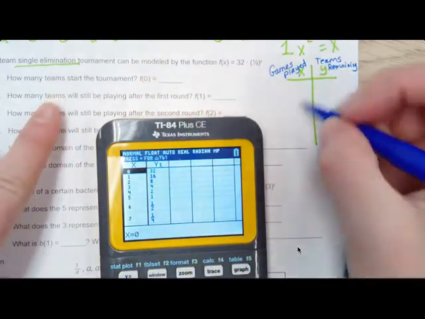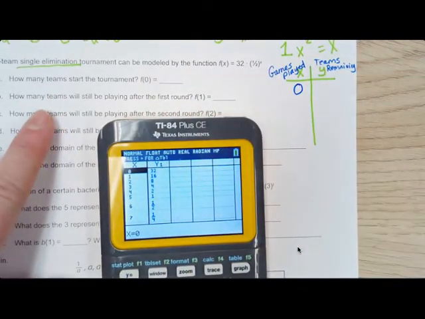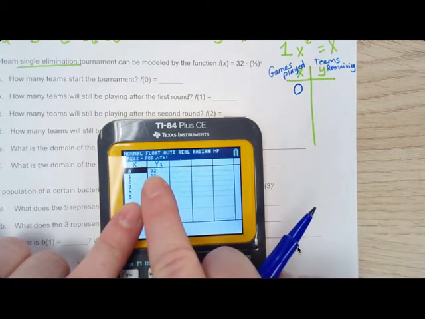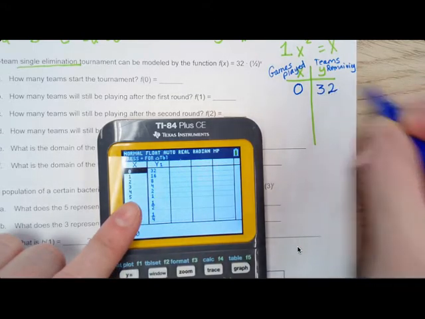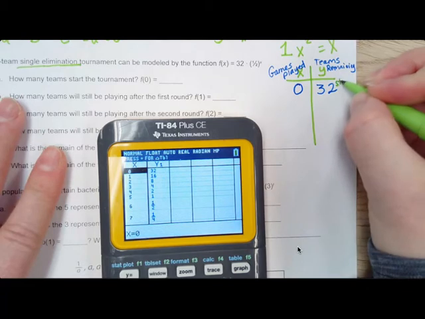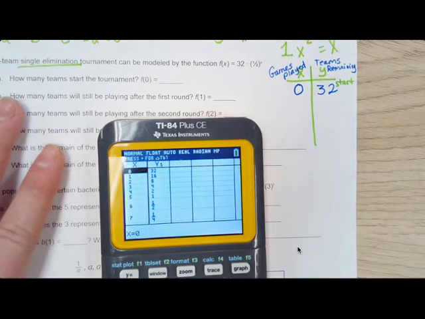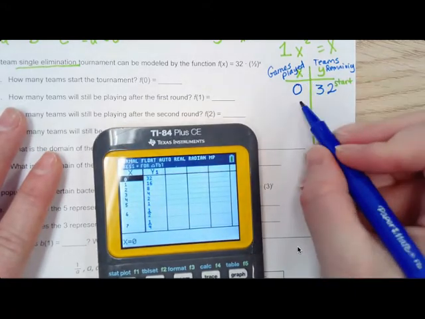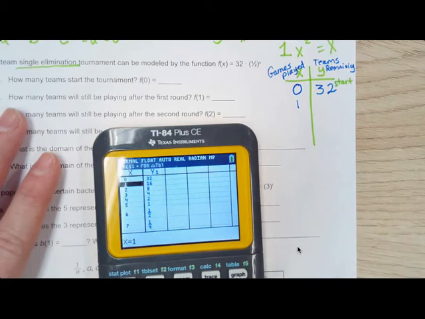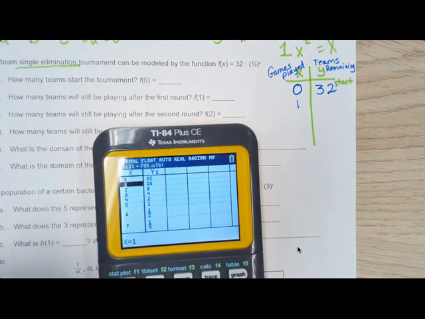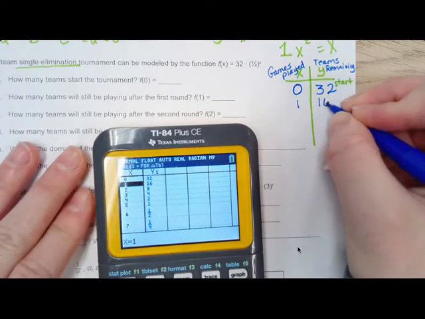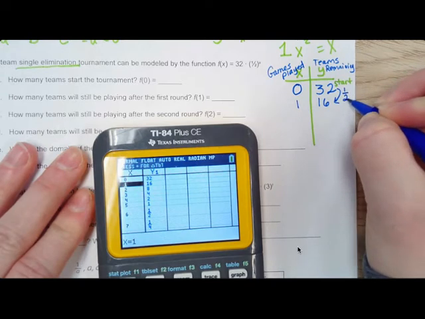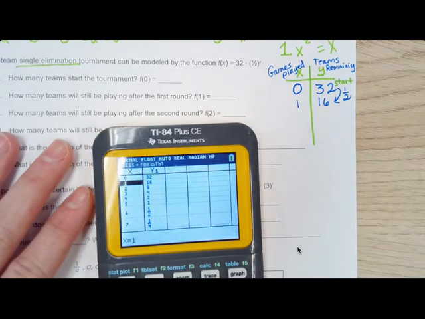So f of 0 means we have 0 games played. And how many teams are remaining? 32. 0 games played, 32. So 32 is also called the start and the y-intercept. And then 1 game played. How many teams are remaining? 16. So what happened to 32? It's divided by 2. Yeah, it's times half. It's half of the one before it.